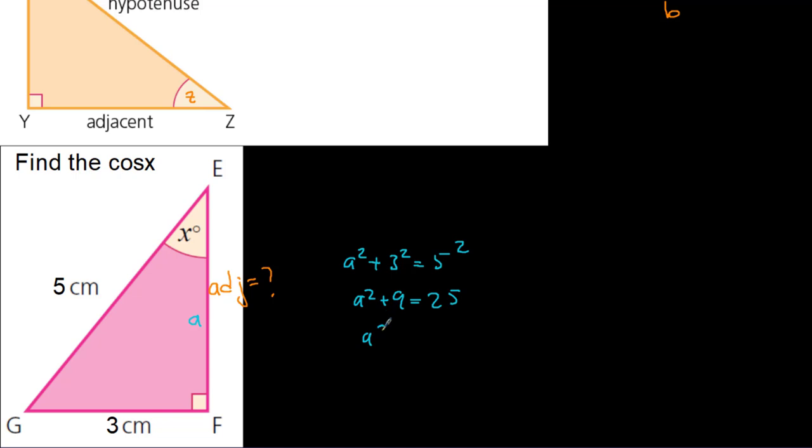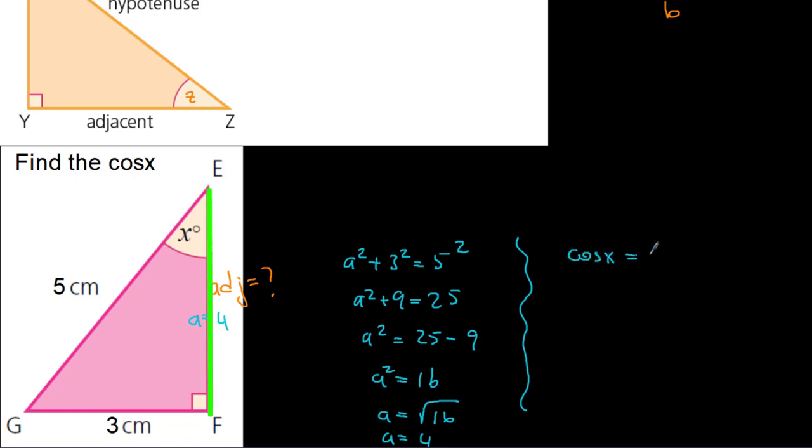And a square is equal to 25 minus 9. A square should be equal to 16. A has to be the square root of 16. A has to be 4. And the length of A is equal to 4. Now we are coming to the second step. So cosine x is equal to the adjacent of x, which is 4, divided by the hypotenuse, which is 5 here. So the cosine of x is equal to 4 over 5.